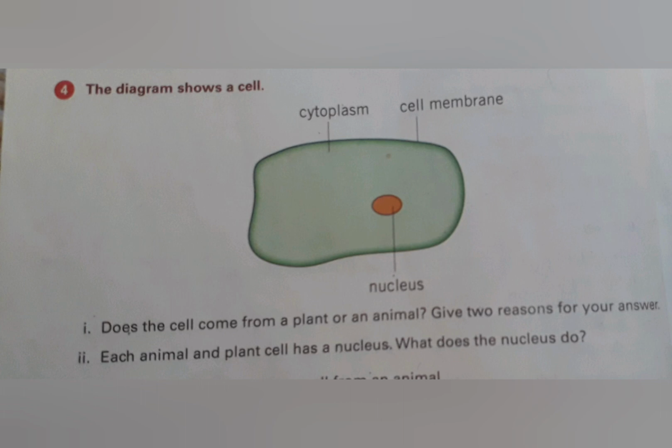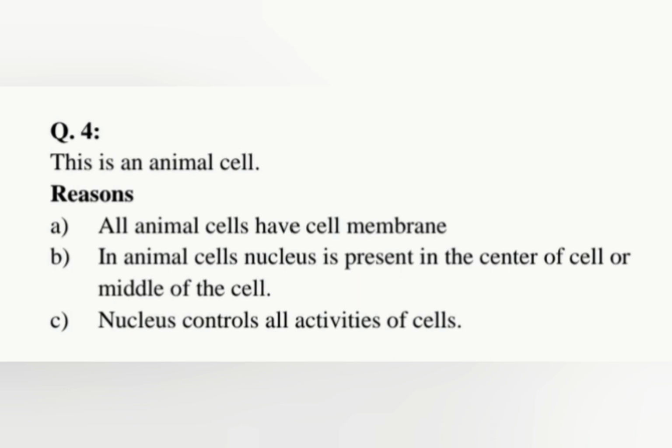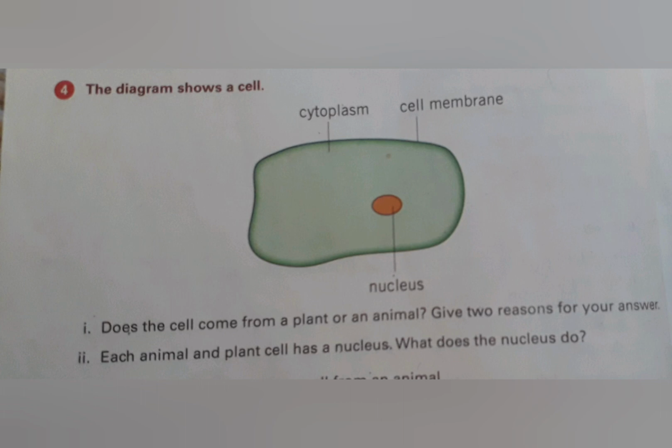The answer of this question is animal cell. The reasons for the answer are: all animal cells have a cell membrane, and in an animal cell the nucleus is present in the center or middle of the cell. Here you can see that the nucleus is present in the middle of the cell. And the animal cell has no large vacuole like a plant cell.